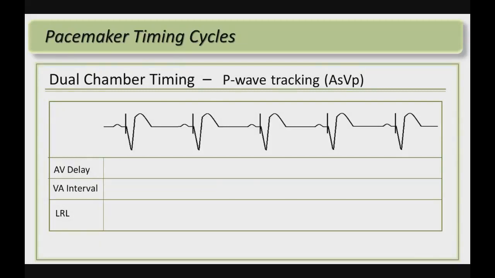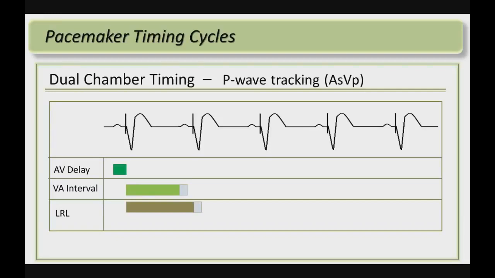Atrial sensing with ventricular pacing, or P-wave tracking. First, we see an intrinsic P wave that comes in. With that P wave, we start our AV delay, which times out, and so we pace in the ventricle, starting our VA interval and our lower rate limit.